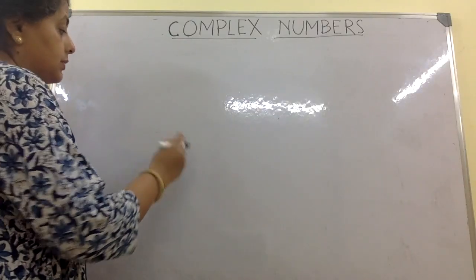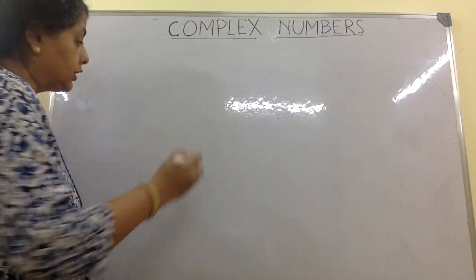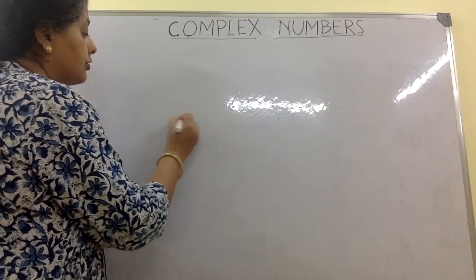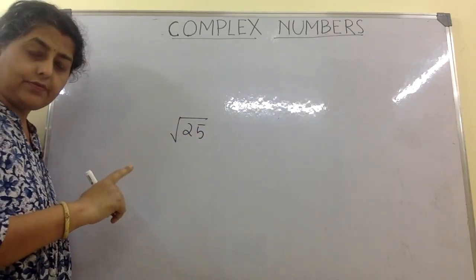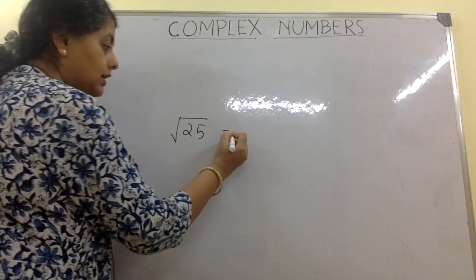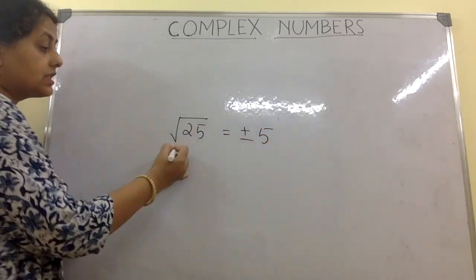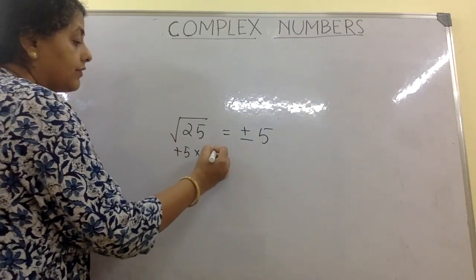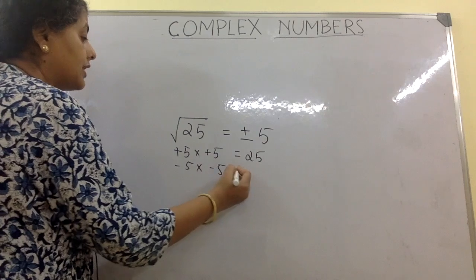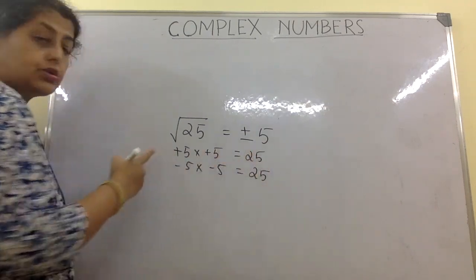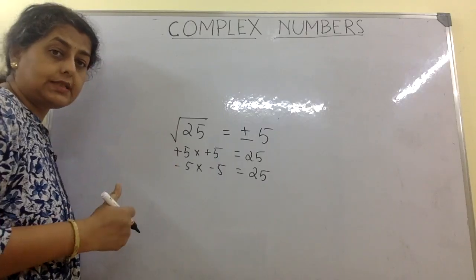Now, supposing you have done this root 25 in 10th standard, if I asked you this root 25, what would you say? You would say plus 5, minus 5. Why? Because plus 5 into plus 5 is 25 and minus 5 into minus 5 is also 25. So the square root of 25 is this. Similarly for root 9 it is plus minus 3.